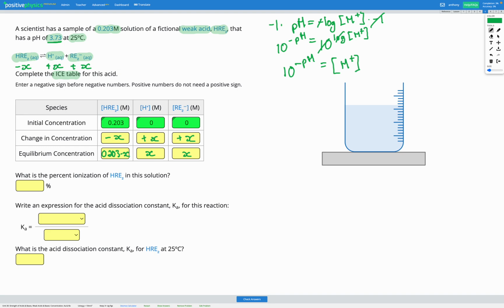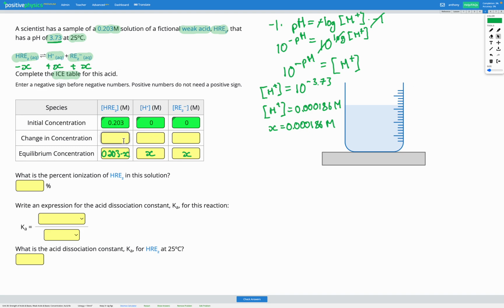Okay, so we're ready to put our numbers in. So to get the concentration of H plus, it's 10 to the power of negative pH, 10 to the power of negative, our pH is 3.73 from the question. So if we put that into our calculator, that gets us a concentration of H plus ions of 0.000186 molar. So that is our equilibrium concentration of H plus. And if we look here, the expression for the equilibrium concentration of H plus is just X. So that means that X is 0.000186 molar. So now we know X, we can go ahead and fill everything in our table.